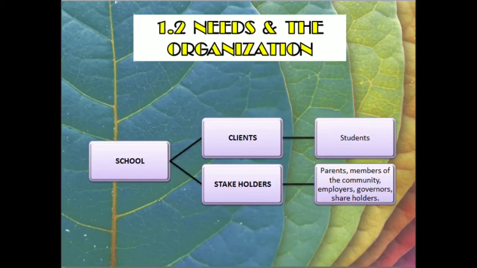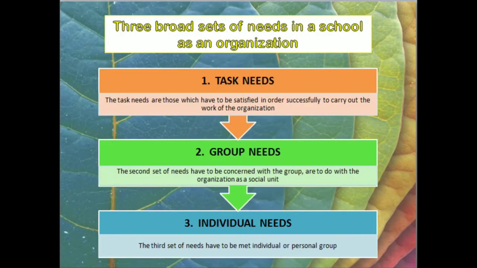Okay, now needs and the organization. A school needs to provide an educational service for clients. So who are clients? They are students. And for stakeholders. Who are stakeholders? They are parents, members of the community, employers, governors, and shareholders. Three broad sets of needs in a school as an organization.